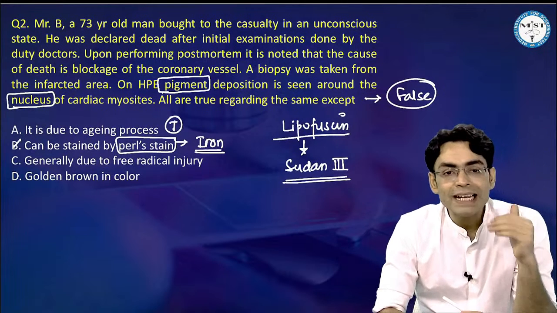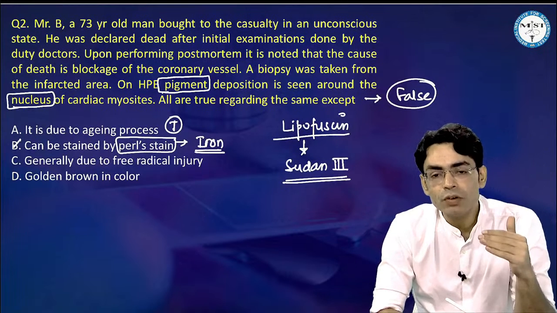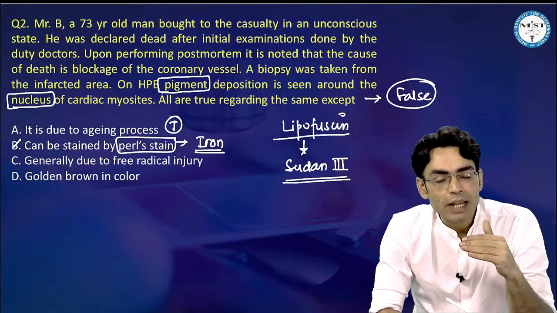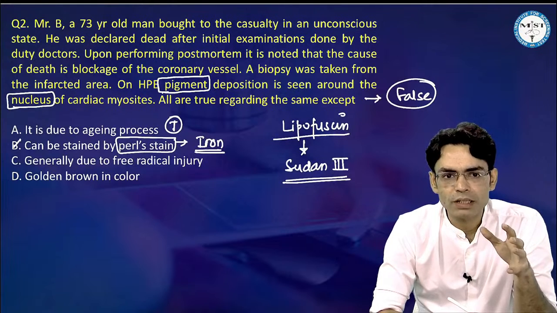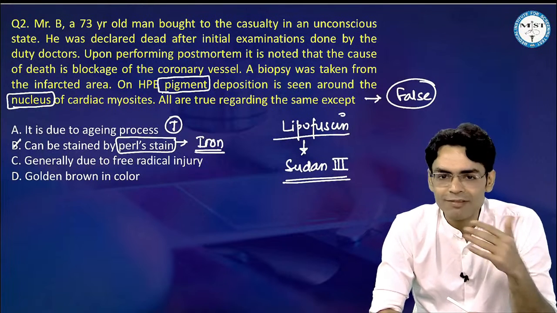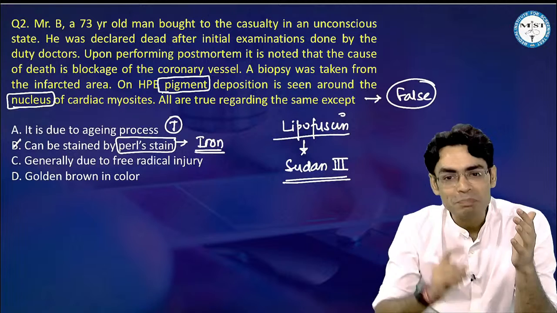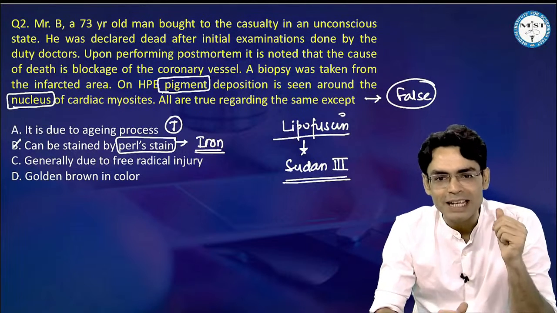Generally due to free radical injury. Yes. What is the reason for lipofuscin deposition? The reason for lipofuscin deposition will always be free radical injury or lipid peroxidation, right? And it is golden brown in color. Definitely, it is a golden brown, perinuclear pigment, which we have done multiple times in the classes.